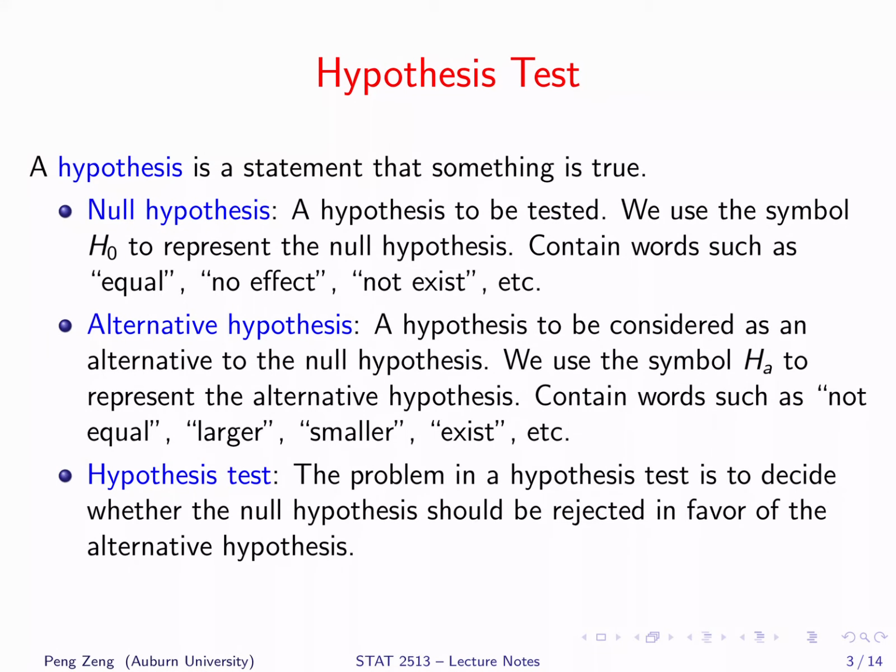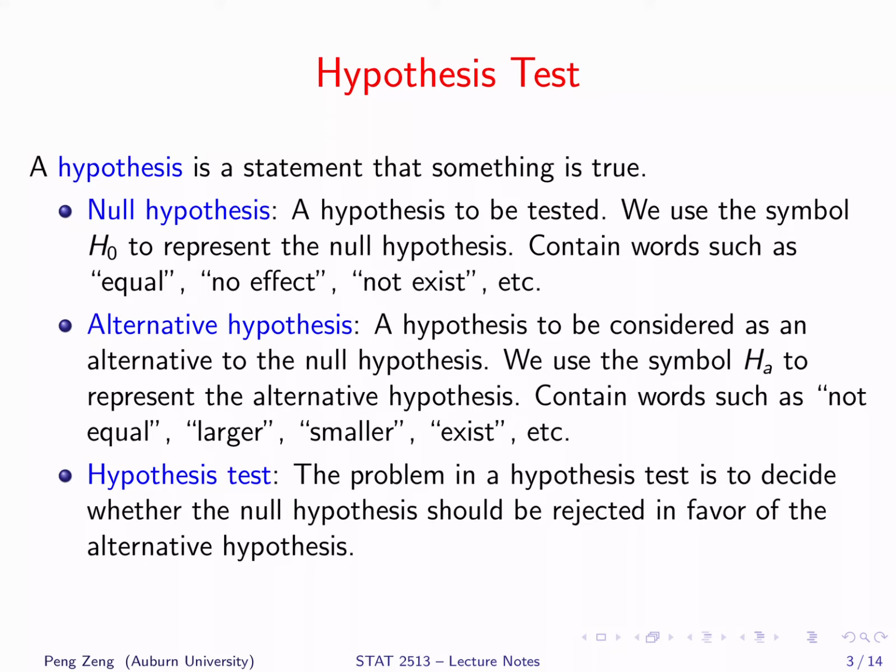A hypothesis is a statement that something is true. For example, you may claim that the mean weight of all bags of pretzels does not equal the advertised weight of 454 grams. This is a hypothesis. It can be correct, and it is also possible that it is not correct. In statistics, we distinguish two types of hypotheses.